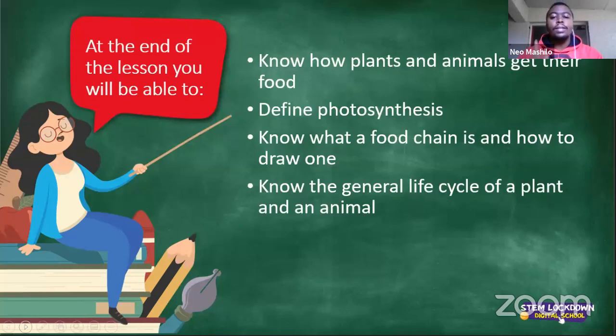So at the end of this lesson, you should be able to know how plants and animals get their food, be able to define the word photosynthesis and understand what photosynthesis is and how it works. 3, know what a food chain is and how to draw one. So I hope everyone has a pen and paper today, because you're going to need to draw food chains so that we can see if you know how to draw the food chains. And lastly, you'll learn and know the general life cycle of a plant and an animal. So we are beginning with this.